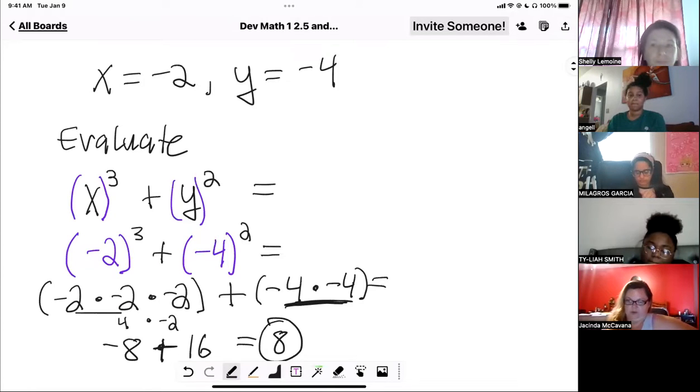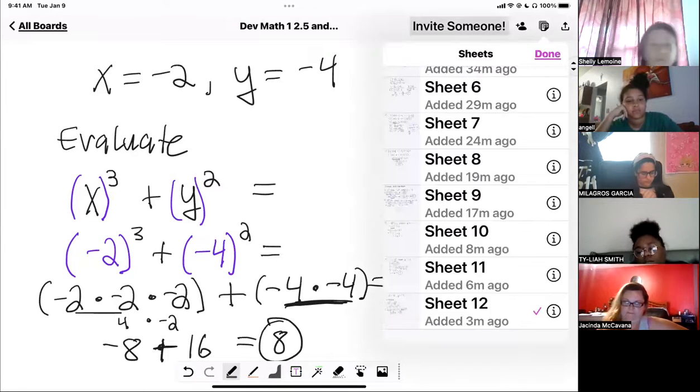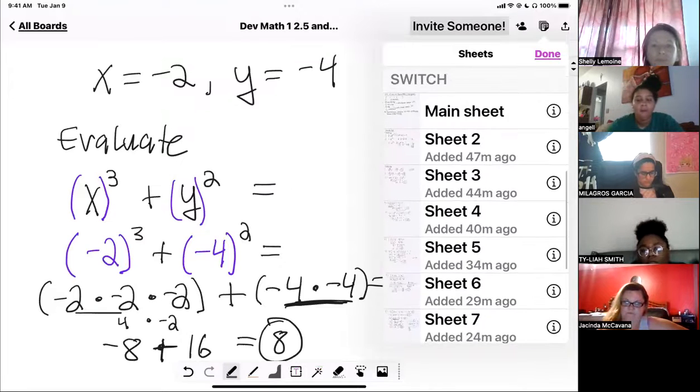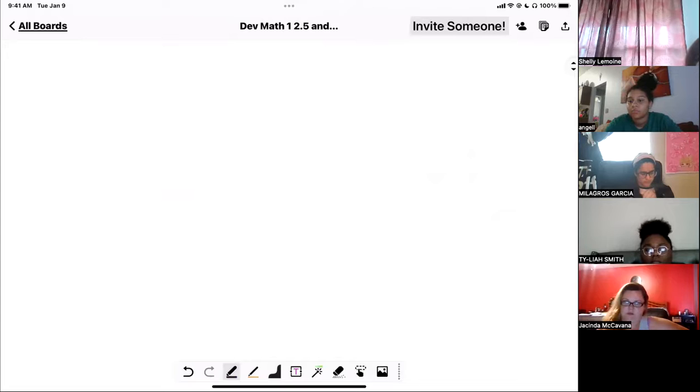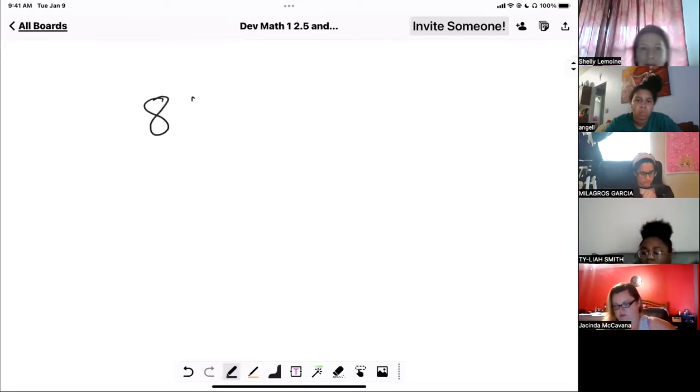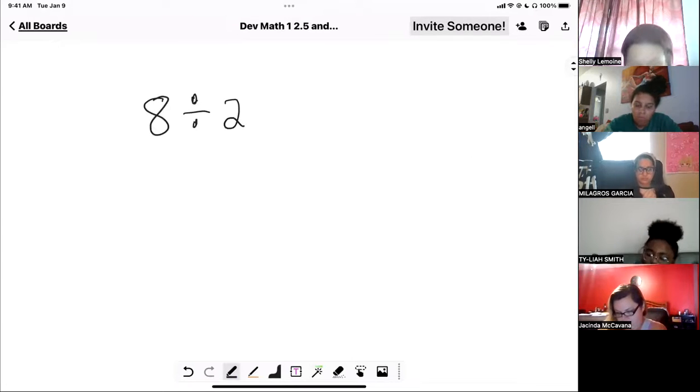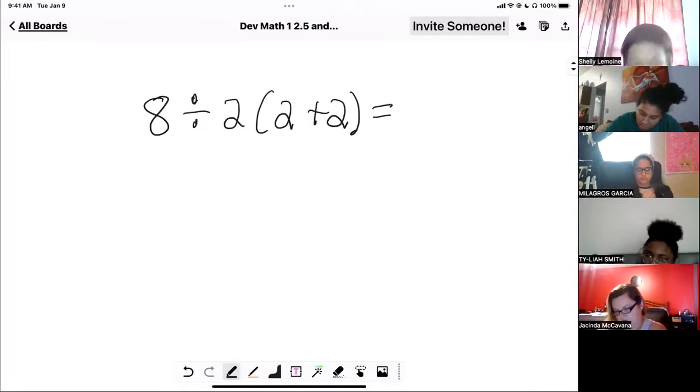Okay, I have this viral problem that was on social media somewhere. I don't know where it came from, but my brother sent it to me. He said, "What's the answer?" So I thought it was really appropriate. I want you all to try it and tell me what you think the answer is. So this is it. Evaluate 8 divided by 2 times 2 plus 2. That's it. So take a minute and see what you think the answer is.